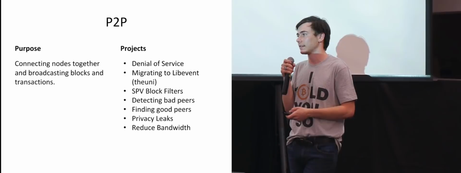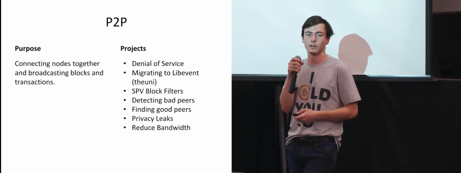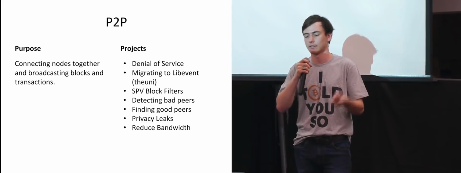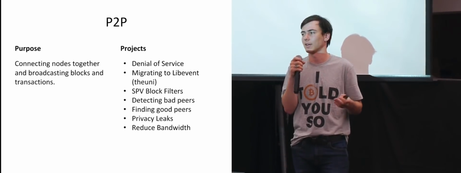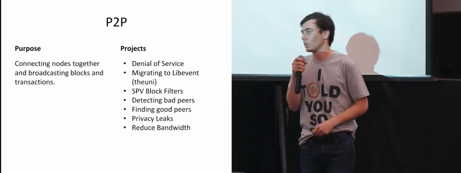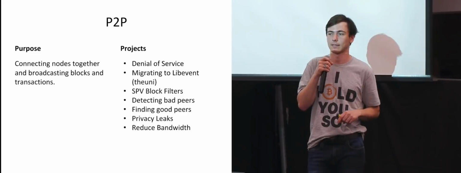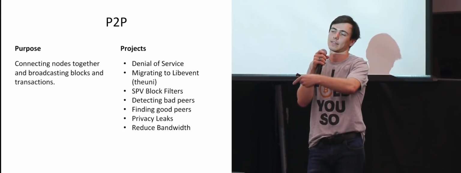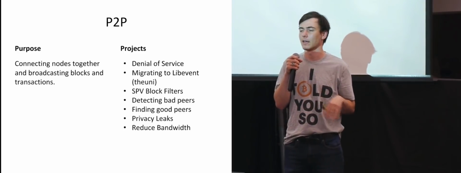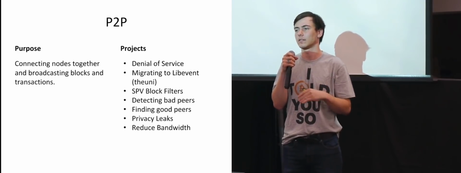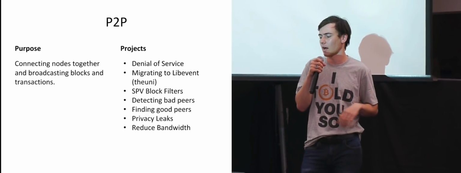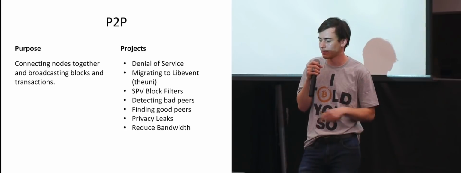In the peer-to-peer layer, this is again a really fruitful area for research and development. This is just a general problem space of how do we connect all these nodes together and broadcast blocks and transactions without the network going down completely? So people look a lot at things like denial of service. They say, what sequence of messages can I send to the node and cause it to fail? They also work on migrating to more reviewed standards. So we're moving right now from this custom network event library to something that's really standard called libevent.